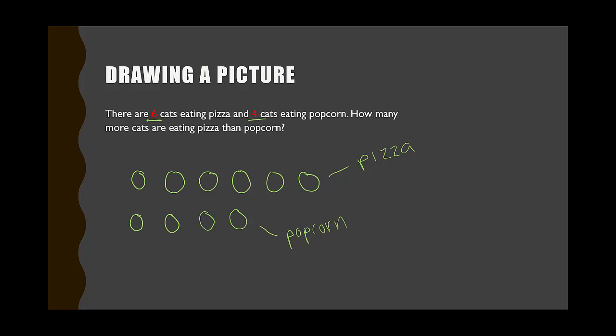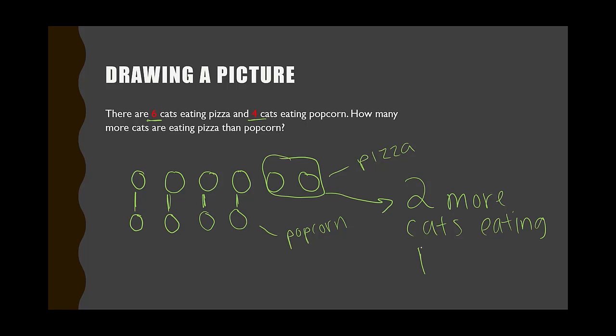So what I'm going to do is, I'm going to do what I did before. I'm going to match up the pairs. 1, 2, 3, 4. And then I'm going to circle what's left over. And so when I'm writing my answer, it says how many more cats are eating pizza than popcorn? It would be how many are left over. So there are 2 more cats eating pizza.